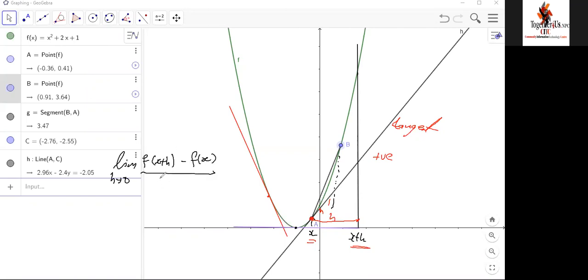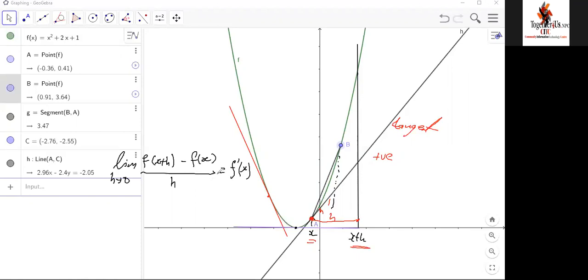In other words, the limit of the average gradient of the function, and remember we found this general form of the average gradient in the previous video, as h approaches 0, is actually the gradient of the tangent. Now, we have a nice name for that gradient of the tangent, and that nice name is the derivative of the function f. That's what we say.